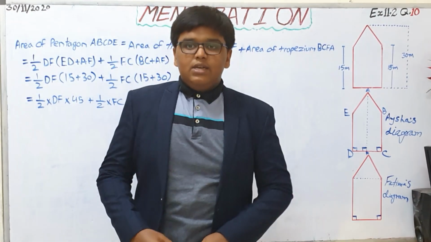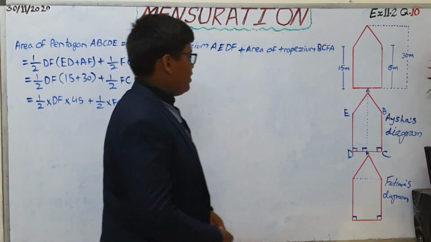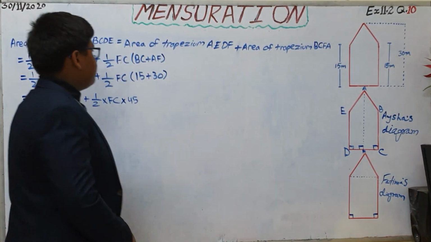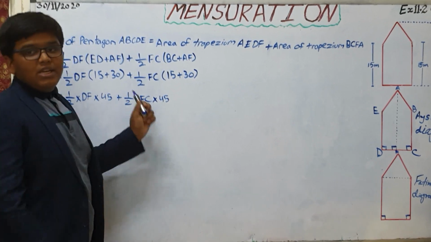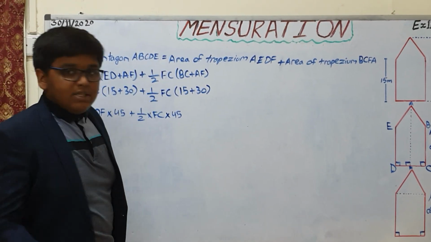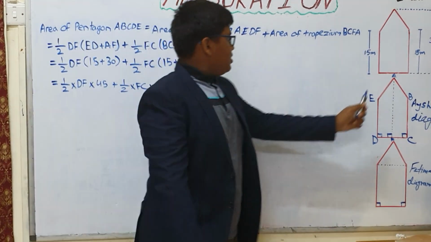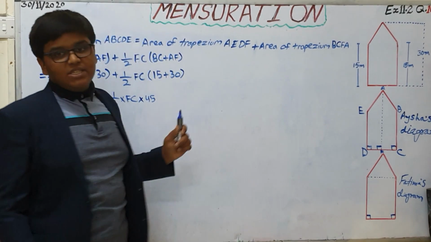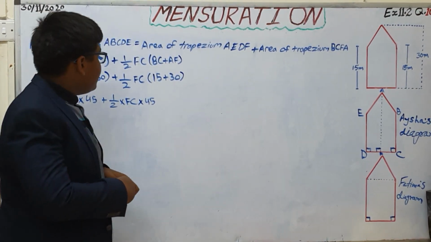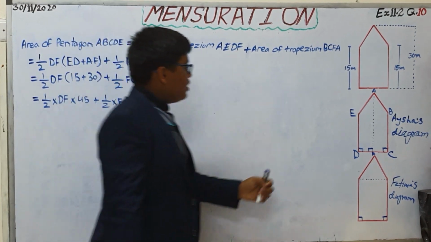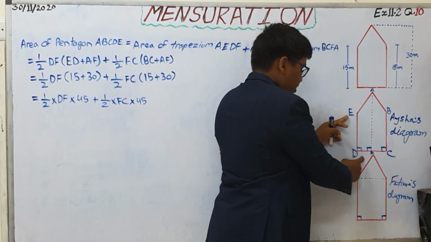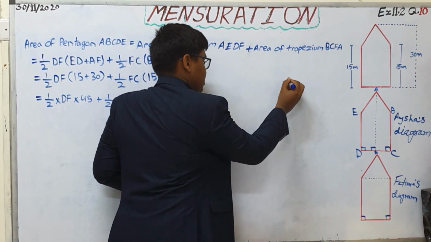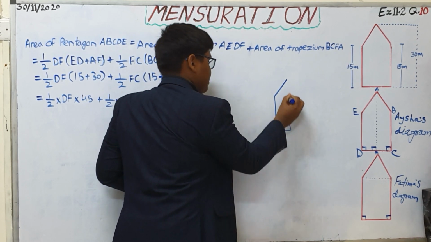So first we are going to find Aisha's diagram. Now in Aisha's diagram, the area of the pentagon ABCDE is equal to this area, A B C D E. Now they are saying the area of the trapezium AEDF. Now this is a trapezium, A, E, D and F. I will draw it separately and show you. It's like this. Now we are dividing them both.